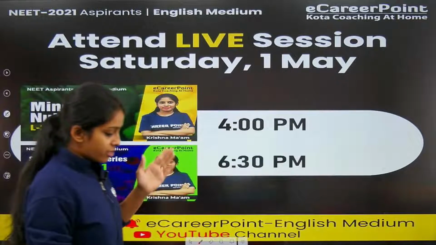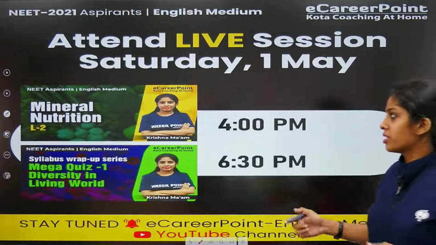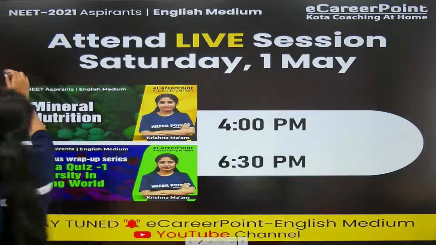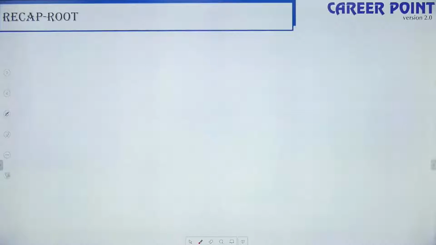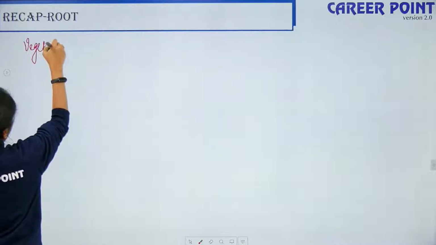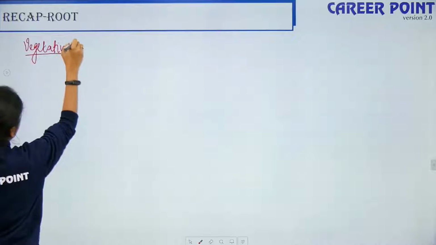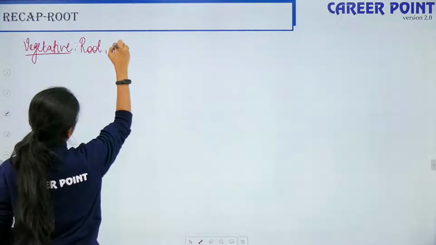Shall we move to morphology? I hope you remember what we were discussing in the previous lecture. This is lecture 3 of morphology in flowering plants. We spoke about the vegetative portion of the plant. The vegetative parts of the plant include your root, stem and leaf.